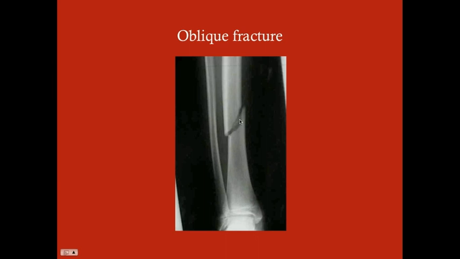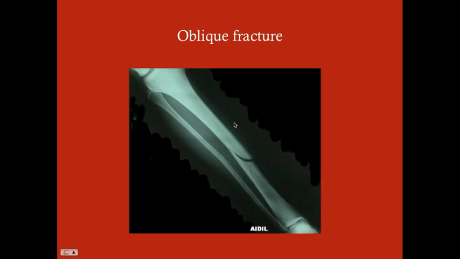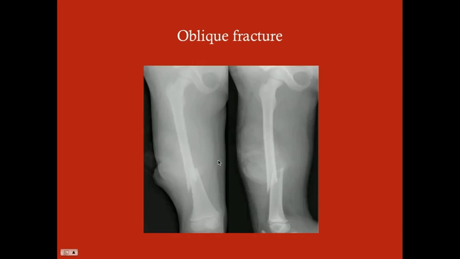So here's an oblique fracture, complete. And there's another oblique fracture. This one looks incomplete. It might be complete. It's really small. It looks like you also have a transverse fracture over here too, possibly. And then here's another oblique fracture.